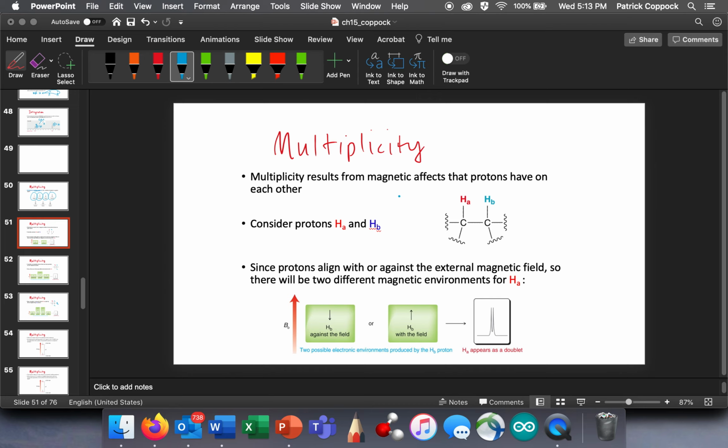All right, multiplicity results from the magnetic effects that protons have on each other. So if I want to measure the magnetic field around HA, there's first of all the external magnetic field, but then there's also the magnetic field that's put off by this guy here, his neighbor, and you see his neighbor is on the carbon which is next to the carbon on which the HA is.